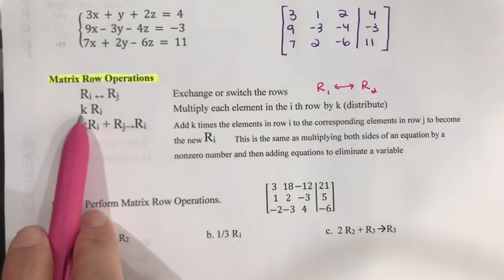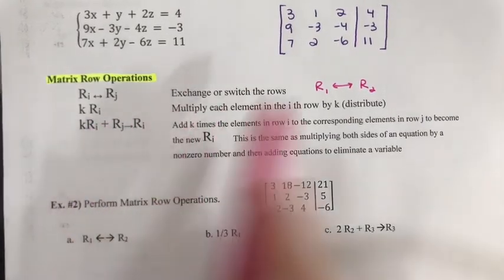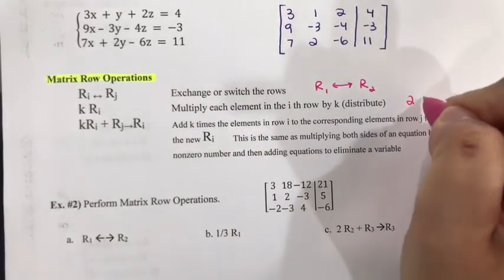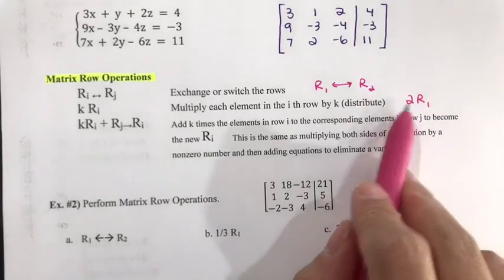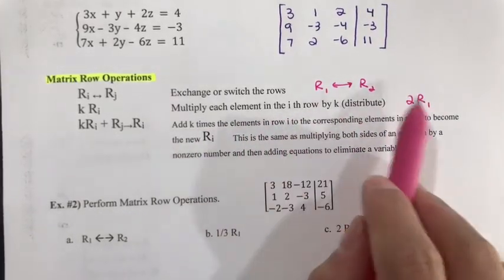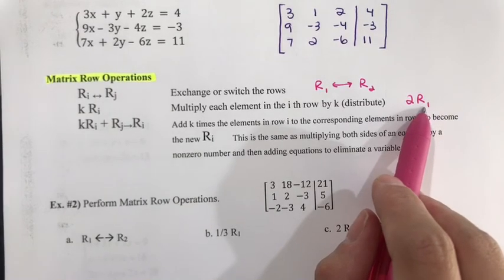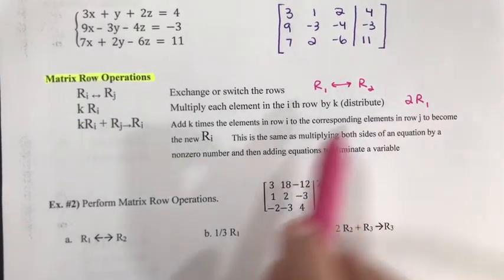If you have a number sitting in the front, so k times R sub i, so let's say I had 2 times row 1. That would mean you multiply each element in the ith row, or in this case, in the first row, by k. You're just multiplying everything by 2 in this case.